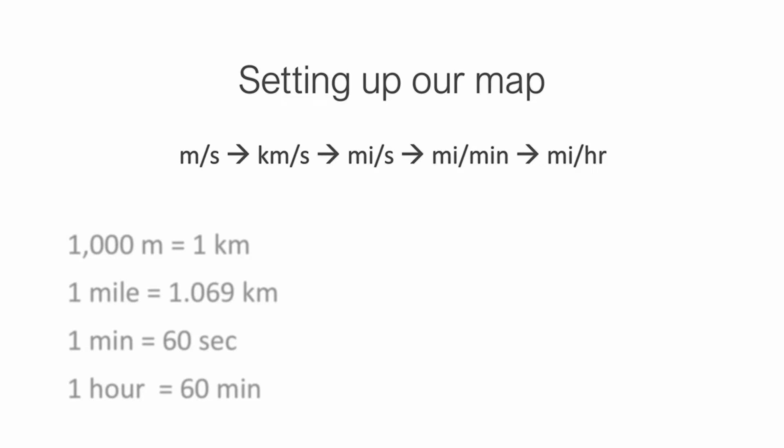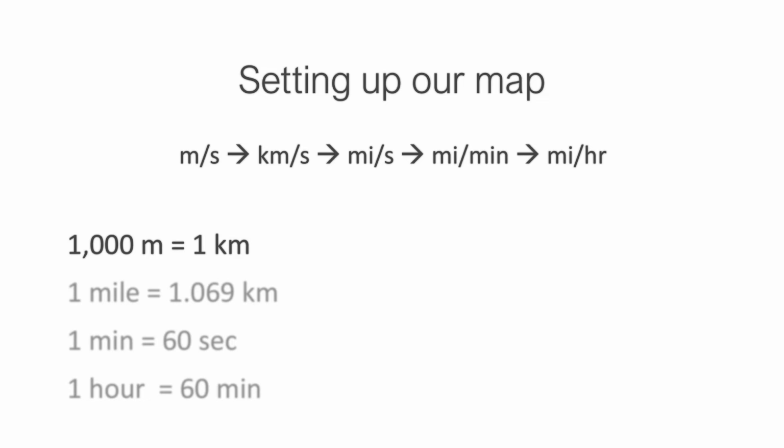The first thing we do is set up our map. We want to start with what we know, meters per second, and end with miles per hour. Our map looks like this. We go from meters per second to kilometers per second to miles per second. That takes care of converting our distance units. We will now convert our time units. We will change miles per second to miles per minute to miles per hour.